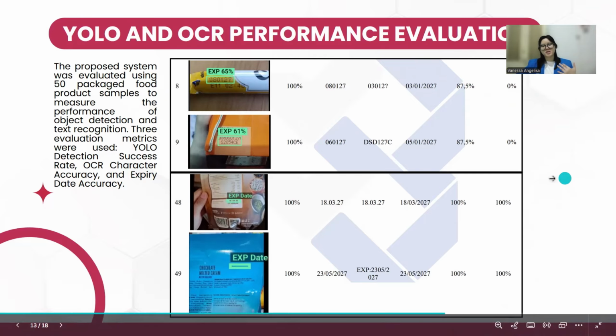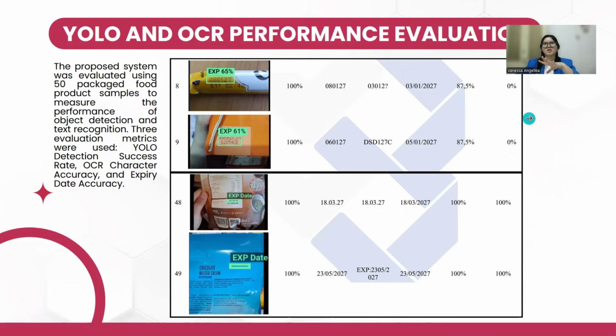So if there is even just one character that is wrong, this column becomes 0%. But if all of the characters are true and the same as the ground truth, then the percentage of that accuracy becomes 100%.